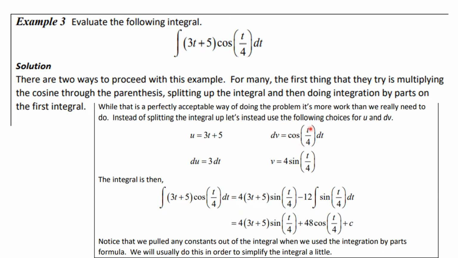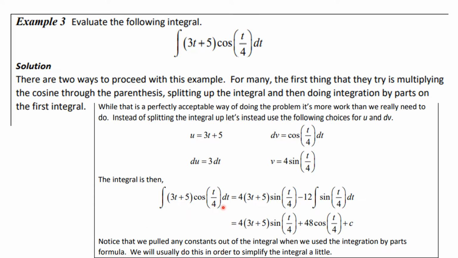So that's cosine t over 4 dt, and the integral of that then is 4 sine t over 4. Again, if you take this derivative, you would find that yes, indeed, you do get this. Or if you take the differential, yes, indeed, you do get this. So you can check to see that that, in fact, was correct, although you probably want to be doing that in your head by now.